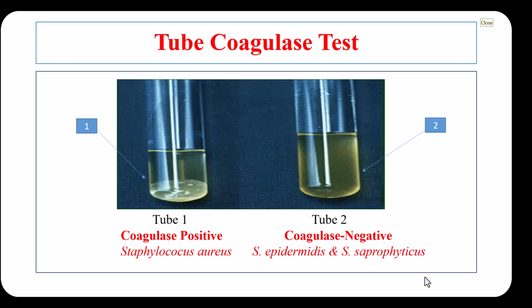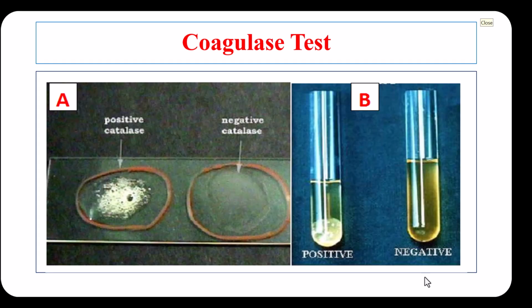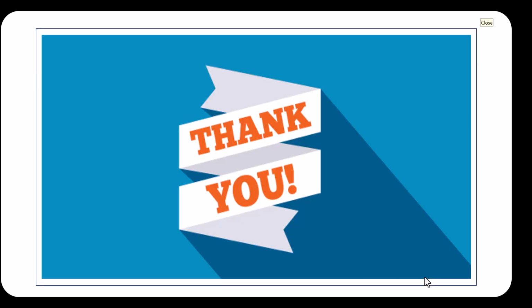In the tube method, we detect the free coagulase and require incubation, while the slide method is used to detect the bound coagulase or clumping factor, because it reacts directly with fibrinogen and leads to clump formation, which is indicated by the visible white clump as a positive result. And in conclusion, the coagulase test is a rapid biochemical test used to identify Staphylococcus aureus and has a critical role in clinical diagnosis and infection control.